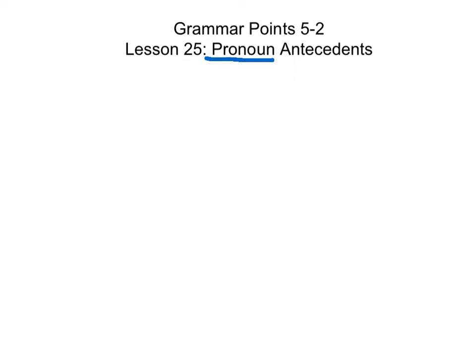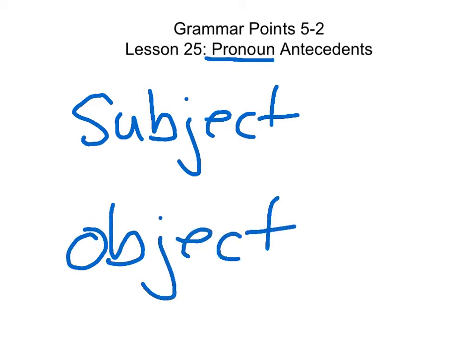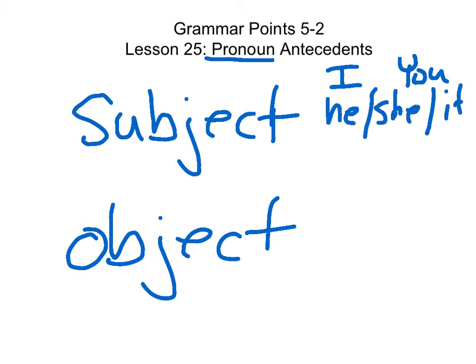There are two kinds of pronouns. There are subject pronouns, and there are object pronouns. Subject pronouns generally appear at the beginning of a sentence, and they tell you who is doing something in a sentence. And they will be I, you, he, she, it, we, they. These are examples of subject pronouns.